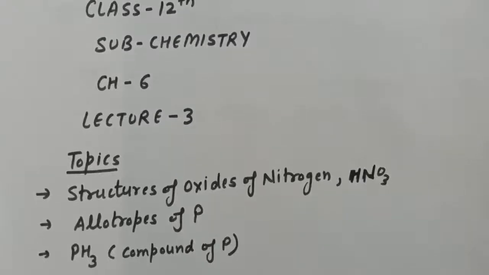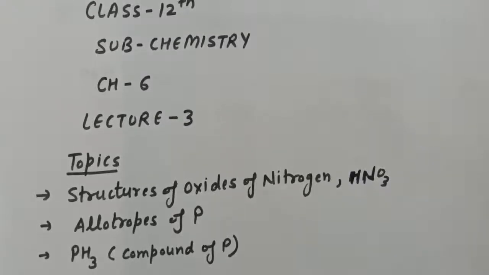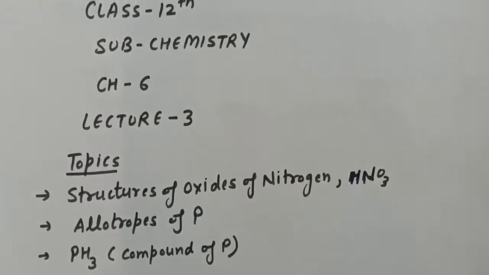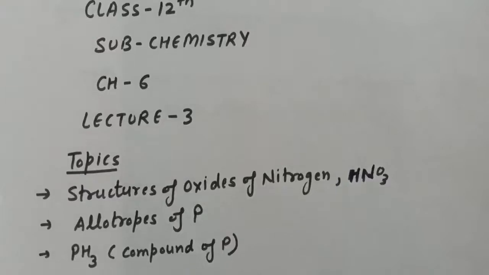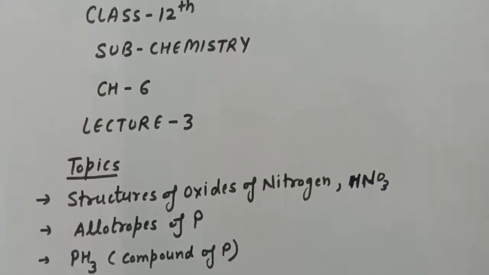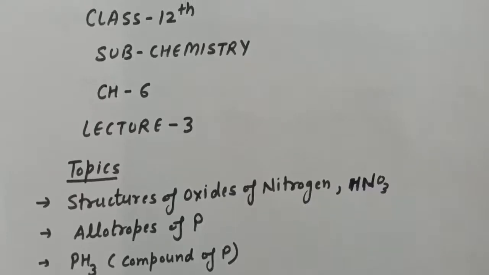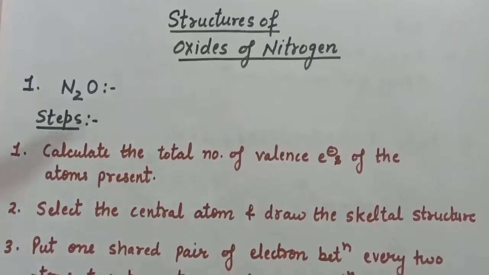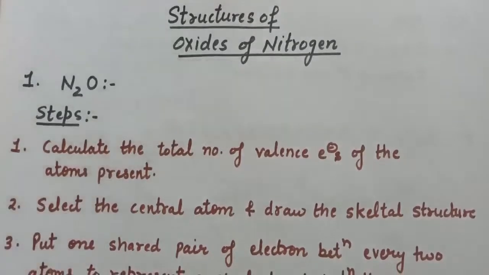In this lecture I will be discussing the structures of oxides of nitrogen, and then I will discuss nitric acid, that is the oxo acid of nitrogen. After that I will discuss allotropes of phosphorus, and then compounds of phosphorus, that is phosphine. And in the end of this lecture I will be discussing the homework that I gave you in lecture number 2. Now next we will start with the structure of oxides of nitrogen.